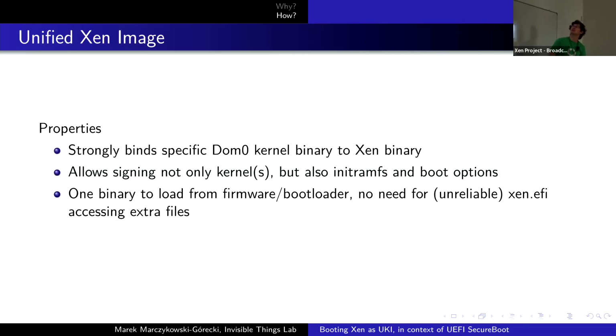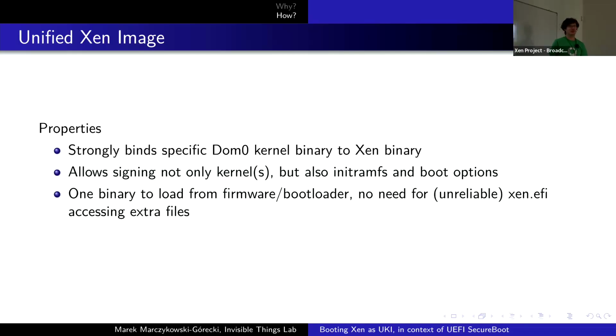So you get a single binary. You can be sure that with a given Xen version, the matching DOM0 kernel version is loaded. That's great for deploying security fixes, so you don't need to track both things separately. You have one. You can protect extra things, not just the DOM0, not just the Xen binary with signature, but also kernel and initramfs and command lines.